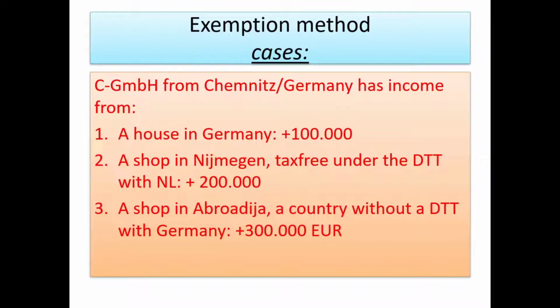This is now case number C. C GmbH from Chemnitz in Germany has income from a house in Germany, 100,000, a shop in Nijmegen, tax-free under the double taxation treaty with the Netherlands, and a shop in the foreign country of Abrodia, which is evidently abroad, a country without a double taxation treaty with Germany, 300,000. So how has this case to be treated? And that is, well, not really complicated. So let's simply do it.